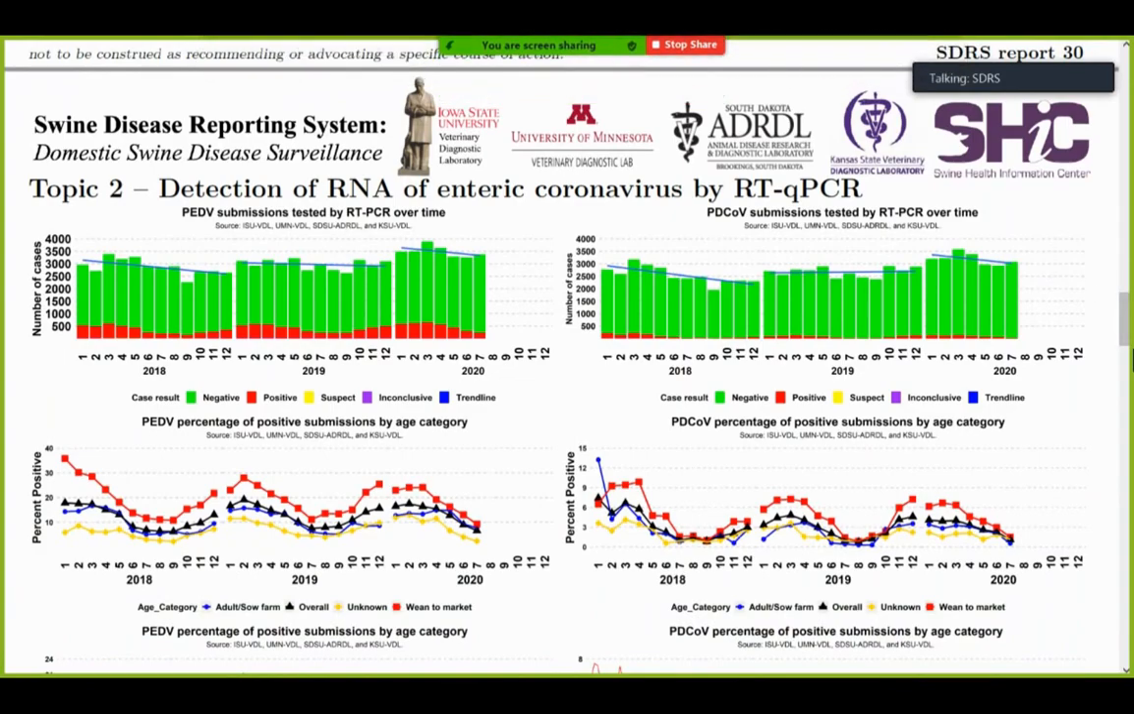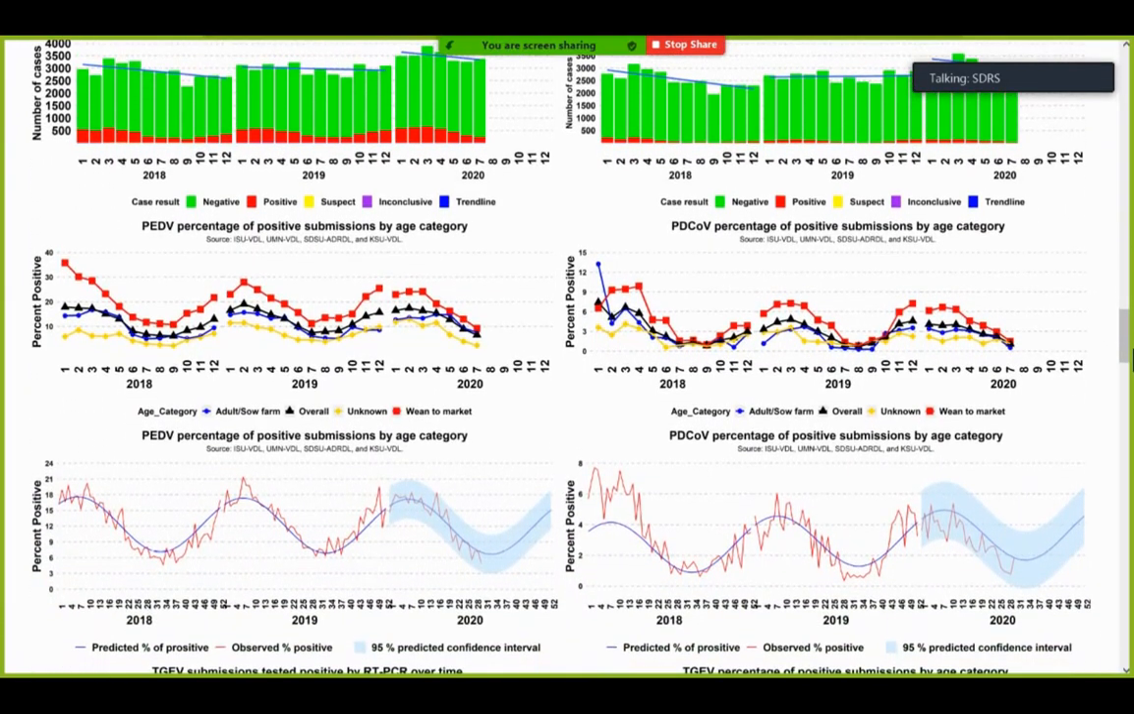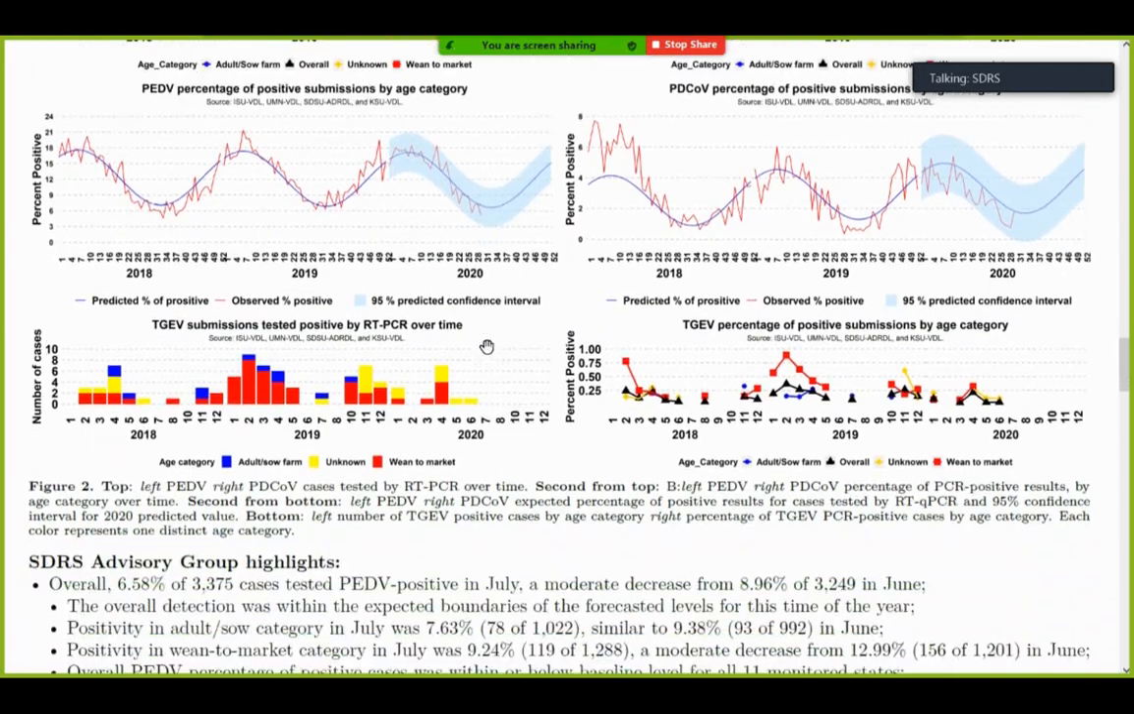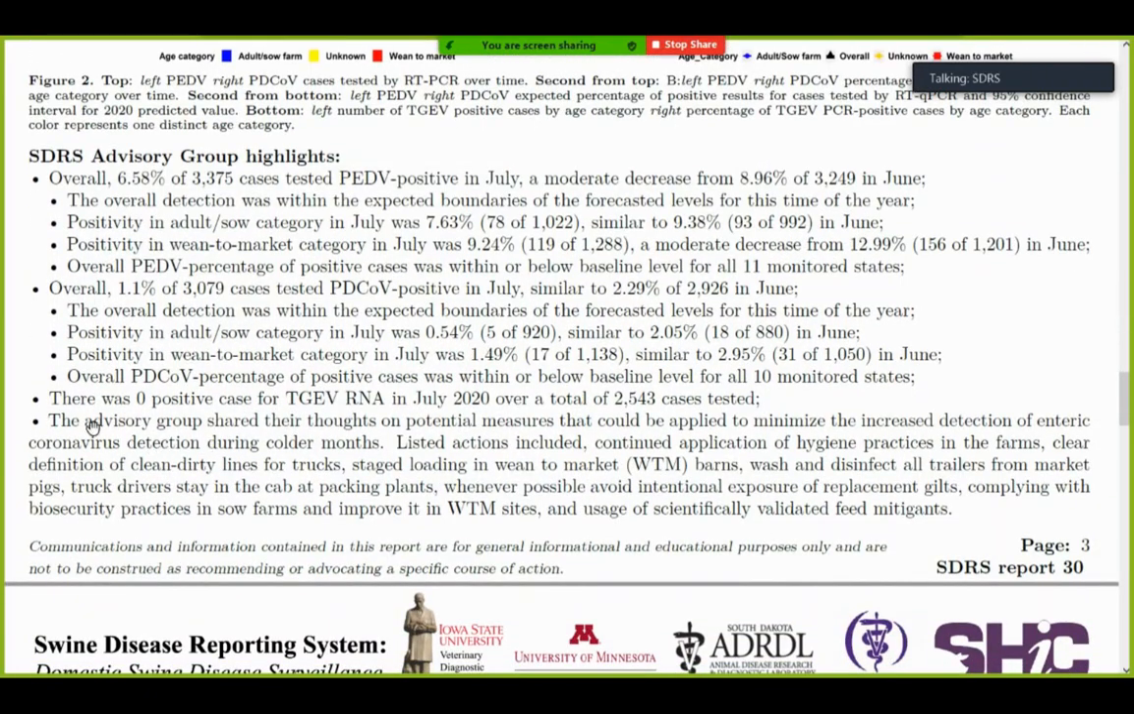PD, Delta, and TGE. What are the highlights of this page in this month, Giovanni? Well, for July, the detection of all three agents was very low. There was a decreased detection observed for PD, Delta coronavirus. TGE was not detected. And we did challenge our advisory group to point out their thoughts on potential measures that could be applied to minimize the increased detection of these agents in the colder months that occur in the second half of the year.